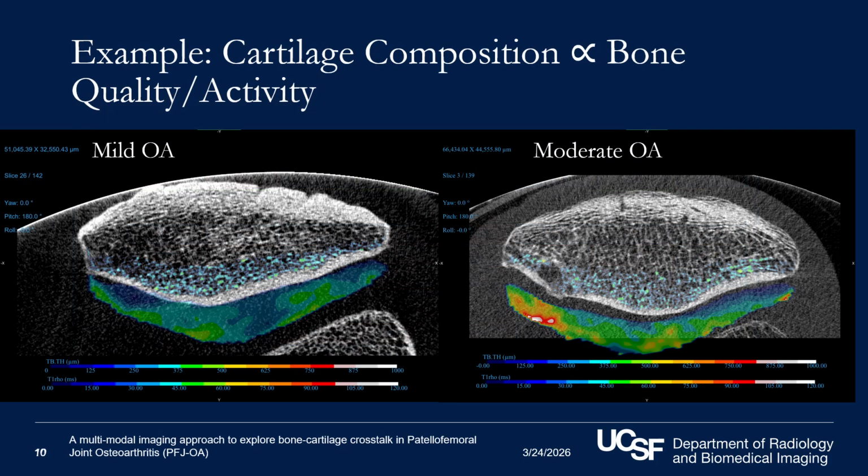Here are a set of examples. On the left, this is a knee with mild OA, and there isn't any spatial relationship between bone microstructure and cartilage composition. On the right-hand side, this is a knee with moderate OA, and you can see that at the location where bone microstructure is compromised, there's an increase in T1rho signal on the cartilage. The emergence of this relationship reveals a marker of early disease.